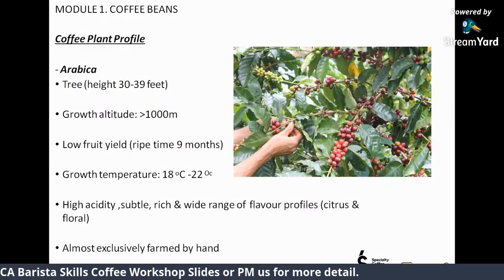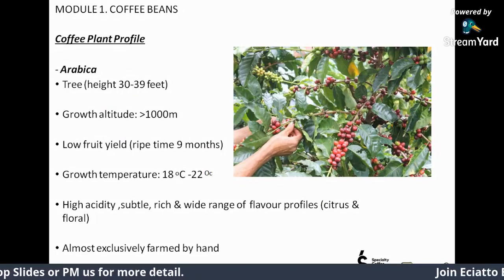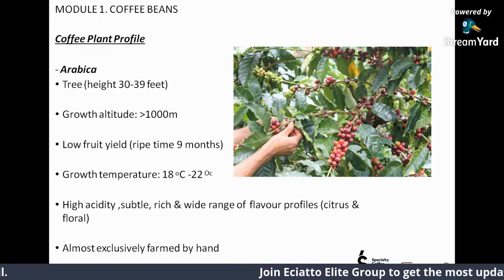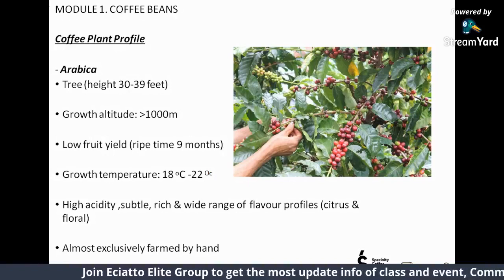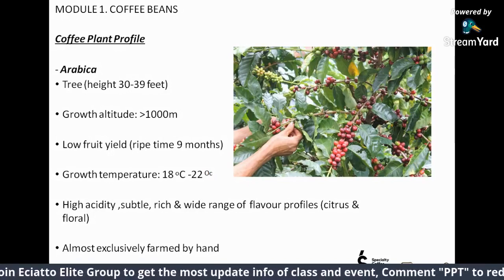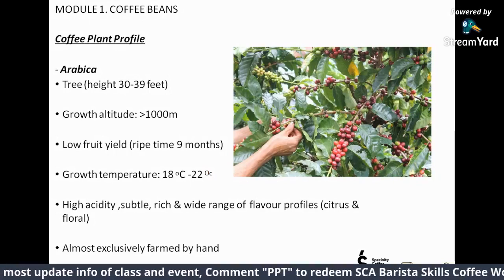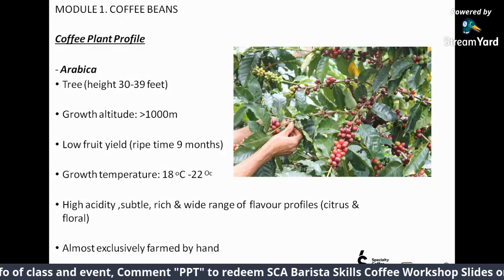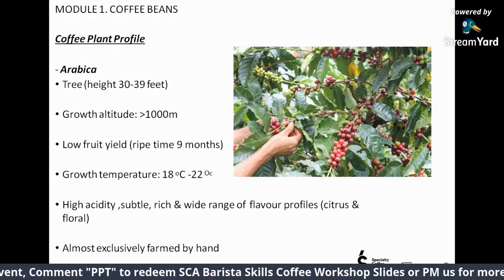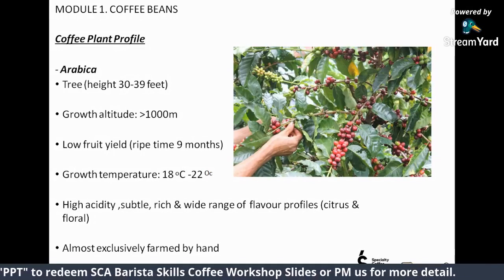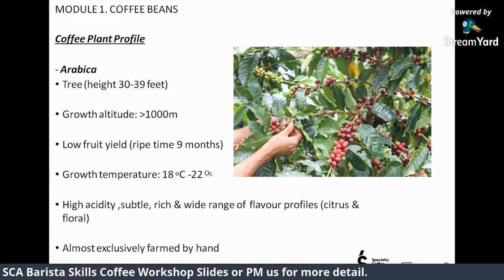Then let's go on to some information on Arabica plants. Tree height will be around 30 to 39 feet, growing at an altitude of more than a thousand meters above sea level. So, an easier explanation for you all: Arabica coffee beans are normally planted at higher altitude. They have a fruit yield around 9 months, and grow in lower temperatures.